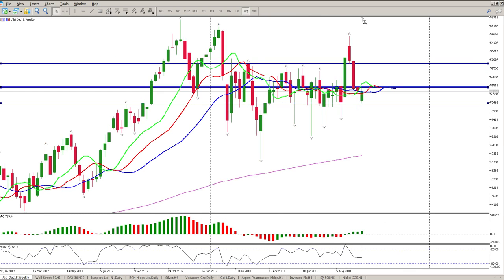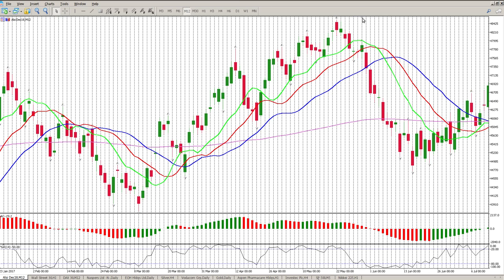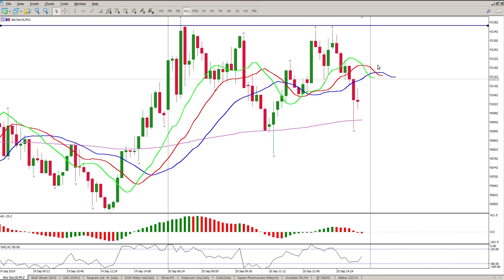And I don't know if we'll pick it up on the weekly here. Yeah, we will. Can you see where the buyers stepped in here on the weekly all the time? So that's kind of my take on this at the moment, and we'll have to wait and see what happens today. But my bias is to the upside. Okay, so let's just summarize that.